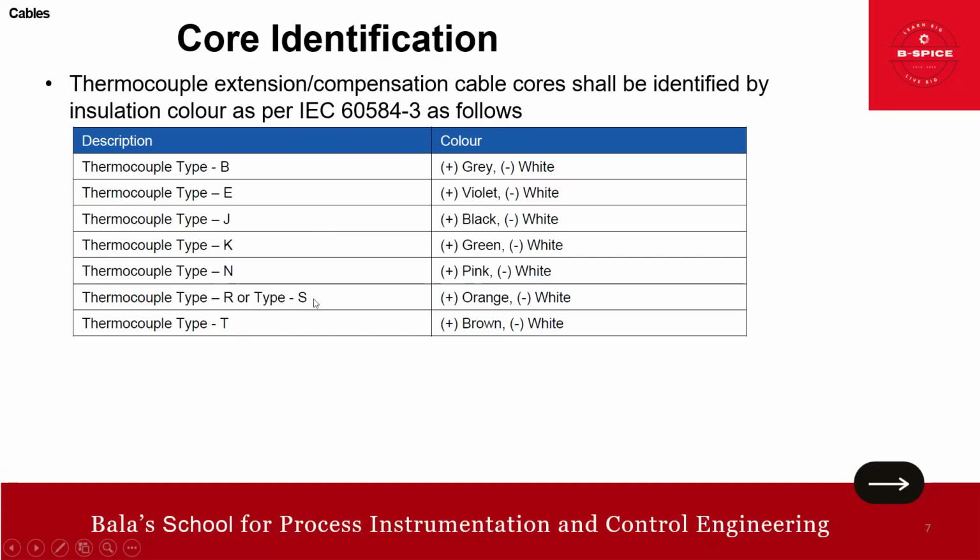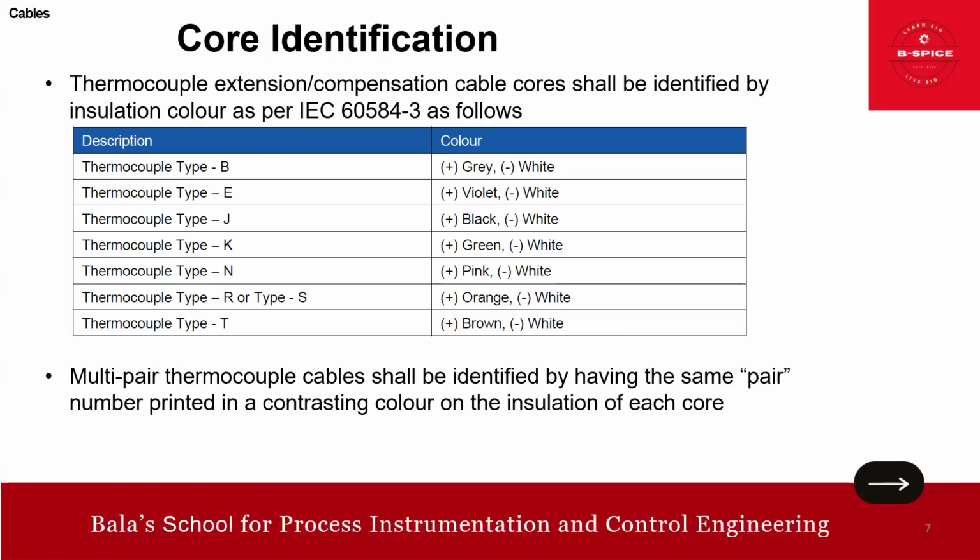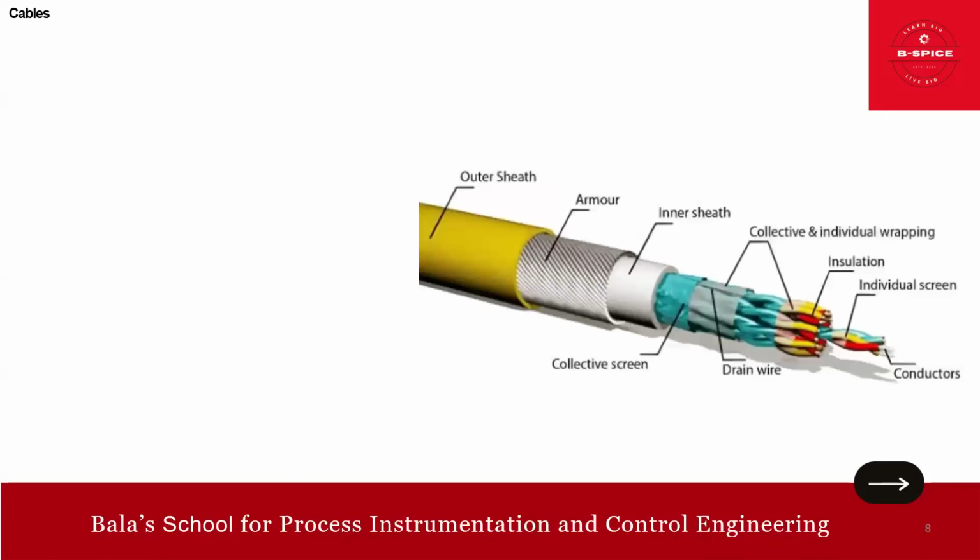Then thermocouple R or type S, which we also commonly use for high temperature: positive is orange and negative is white. Then thermocouple T, positive is brown and negative is white. So these are some of the color configurations, friends. This is for the thermocouple extension. So multi-pair thermocouple cores shall be identified by having the same pair number printed in a contrasting color on the insulation of each core. So this is the point.